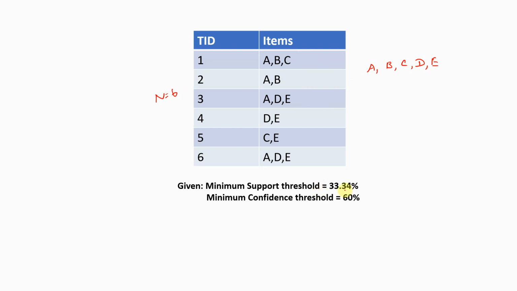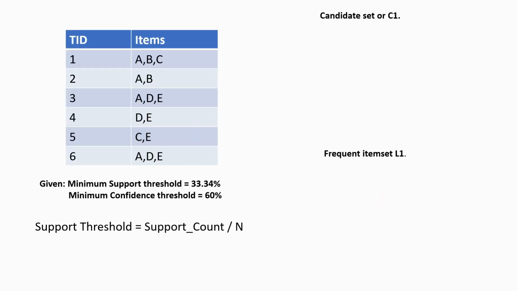The minimum support threshold selected is 33.34% and the confidence threshold is 60%. Minimum support threshold means whatever value comes below that, we are not going to consider. Also for the confidence threshold, whatever value comes below 60%, we are not going to consider the association between those items. This is the first step: we have our data set and we fix the support threshold and the confidence threshold.